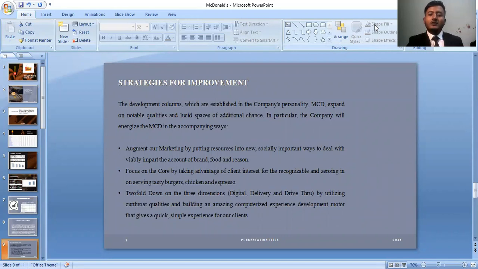Number three, double down on the three Ds: digital, delivery, and drive-through, by utilizing competitive advantages and building an amazing digital experience growth model that gives a quick, simple experience for our customers.